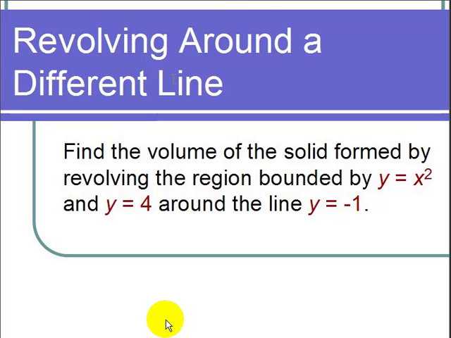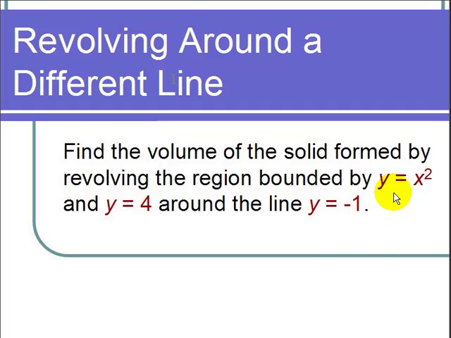This is a video on using the method of washers to find the volume of a solid formed by revolving a region around a line that is not the x-axis. So the question states: find the volume of the solid formed by revolving the region bounded by y equals x squared and y equals 4 around the line y equals -1.